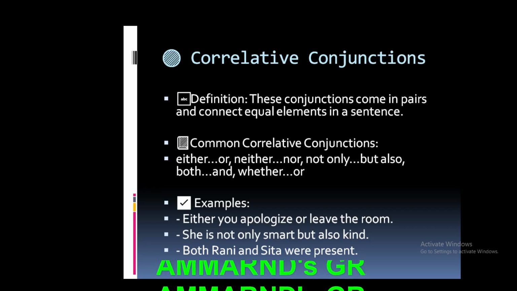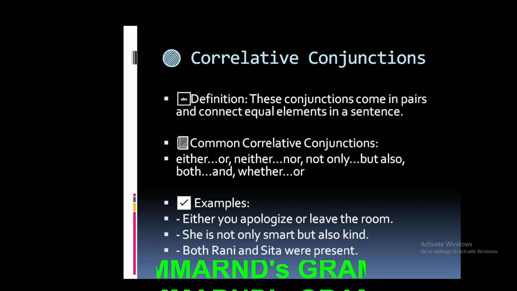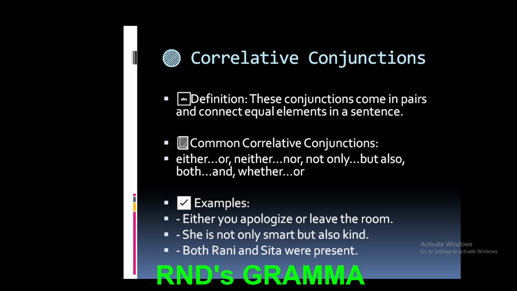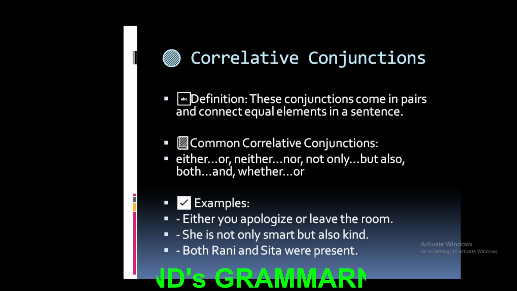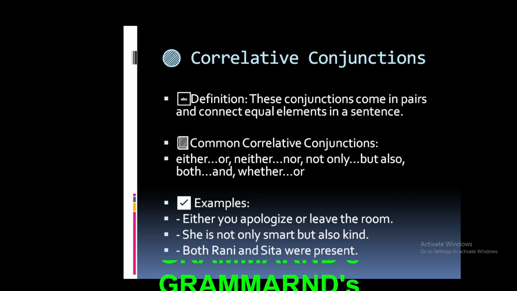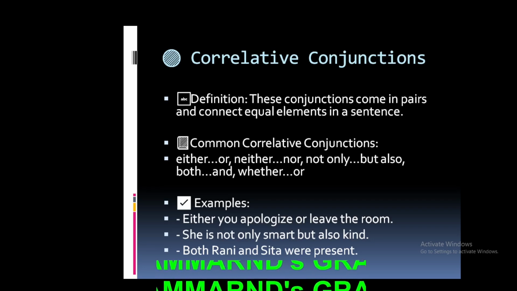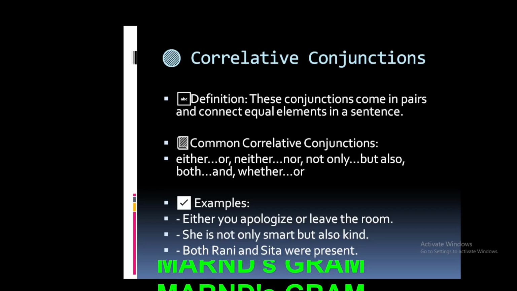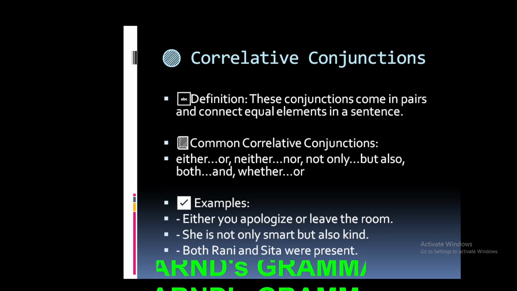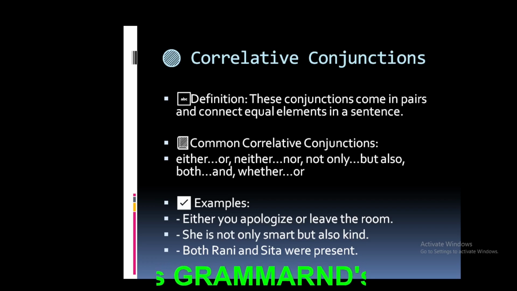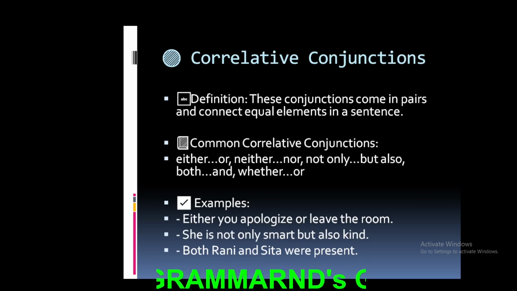Correlative conjunctions. Definition. These conjunctions come in pairs. There are two conjunctions and they connect equal elements in a sentence. Common correlative conjunctions: either or, neither nor, not only but also, both and, whether or, and there are a few more you can check out in grammar books.